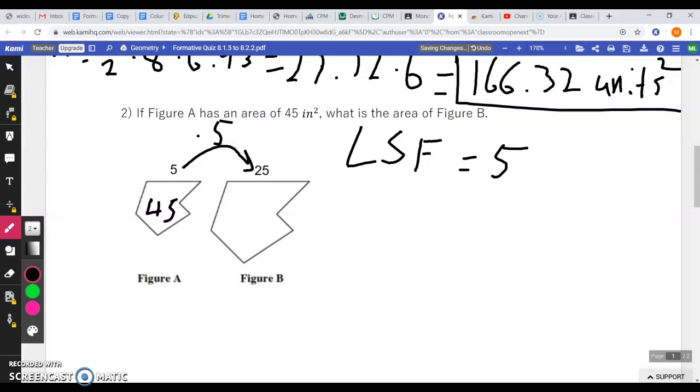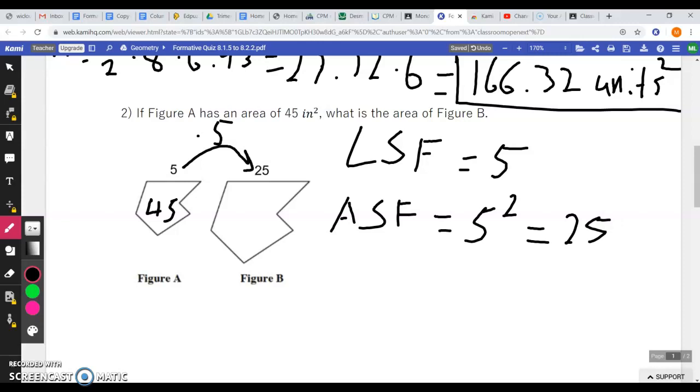Well, the other thing that we talked about like 2 weeks ago, not on the day, was that if we know the linear scale factor, we can find the area scale factor. If we know linear, even if we know area, it goes both ways, but if we know linear, we can find area scale factor because area scale factor is just the linear scale factor squared. So in this case, it is 5 squared, which tells me that my area scale factor is actually 25.